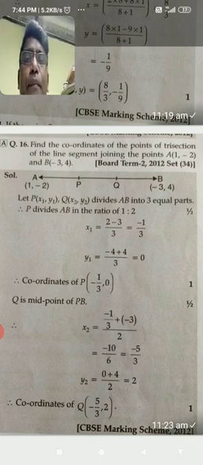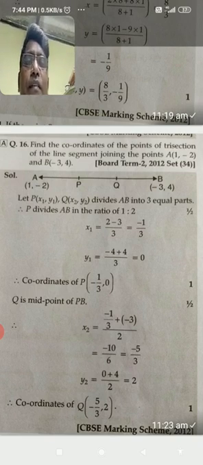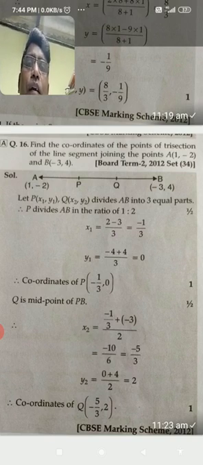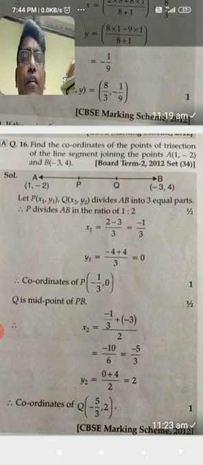So using the section formula to find the P coordinates, x1 is (m1 x2 plus m2 x1) by (m1 plus m2), that we are getting (2 minus 3) upon 3, equal to minus 1 by 3. Y coordinate, (m1 y2 plus m2 y1) upon (m1 plus m2), you are getting (minus 4 plus 4), equal to 0 upon 3 is 0. So the coordinates of P are ready. Now (minus 1 by 3, 0), only P found out.